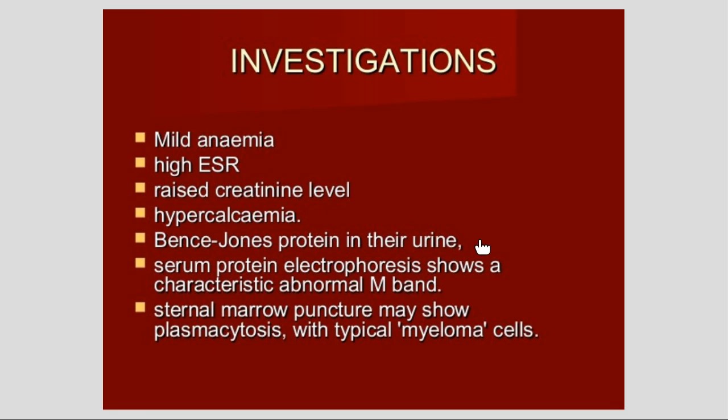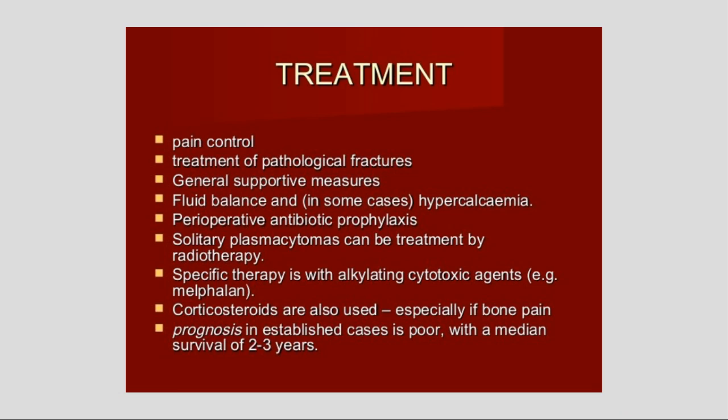So these help lead towards a diagnosis, but the diagnosis is usually confirmed based on bone marrow biopsy, in which you get a sample of the bone marrow, put it on slides, and you're able to highlight or delineate these plasma cells, these myeloma cells, abnormal plasma cells. How do you treat it?